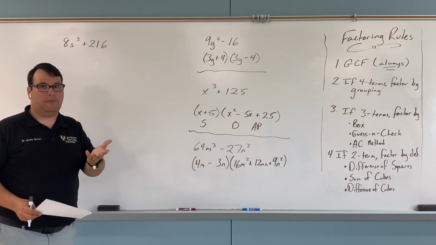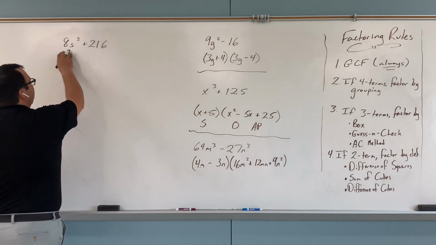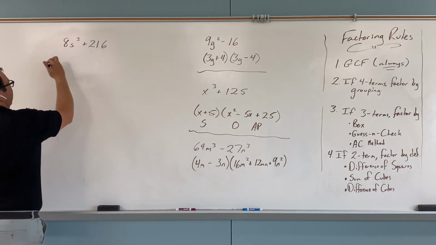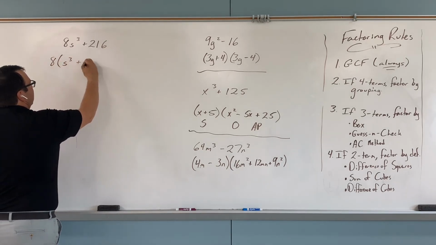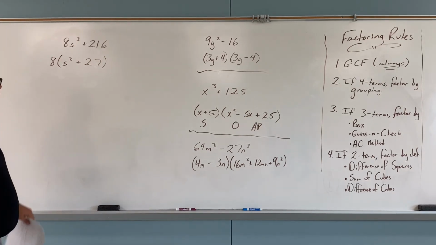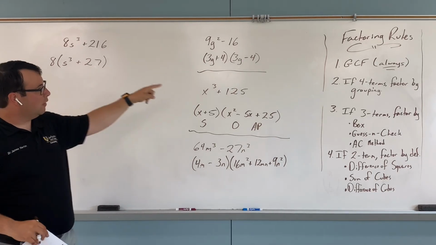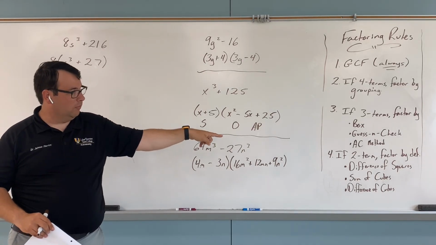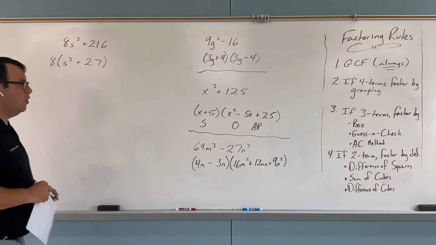Still perfect cubes. So you can still use your GCF factoring. So we're going to factor out 8 because that is the common factor here. This is s cubed plus 27 once you factor that out. This is a sum of cubes still. So you did your GCF, you got that. It's not 4, it's not 3, it's 2 terms. And it is cubes, so you can use the sum of cubes here.